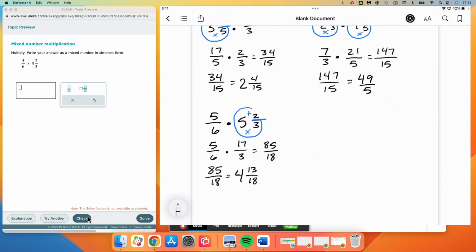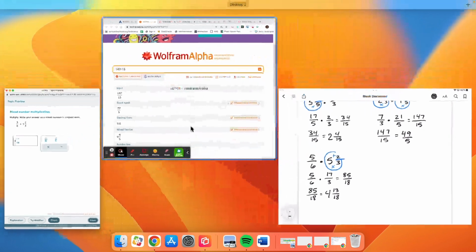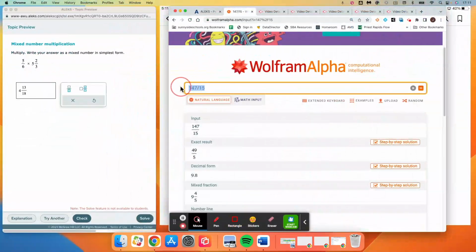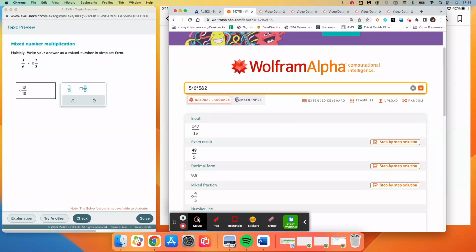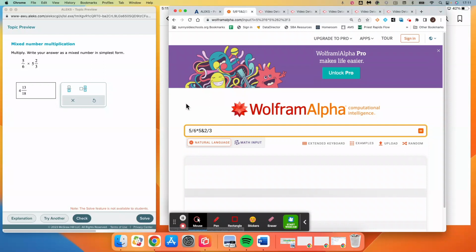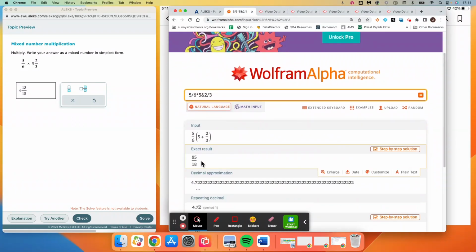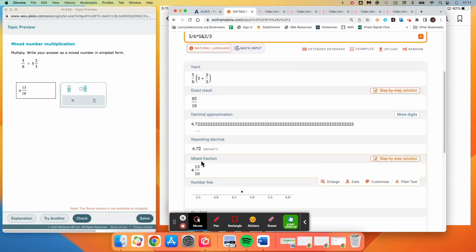And so I will check that one. I'm just going to hit the solve button to make sure, yep, 4 and 13 over 18 is what it gives me. If I were to feed that to Wolfram, I would get 5 over 6 times 5 and 2/3. You'll see I get the improper fraction 85 over 18, and I also get the mixed fraction 4 and 13 over 18.